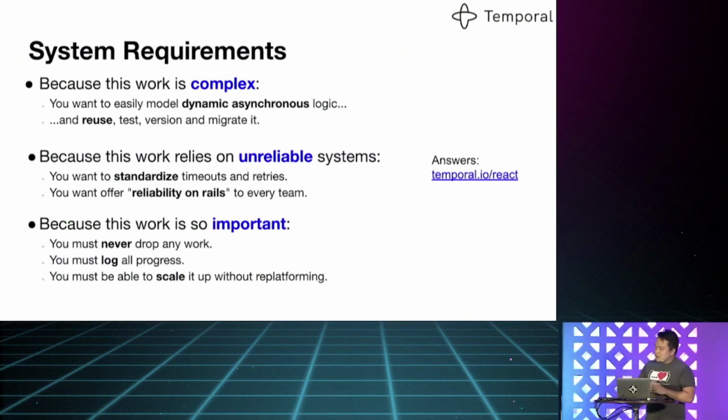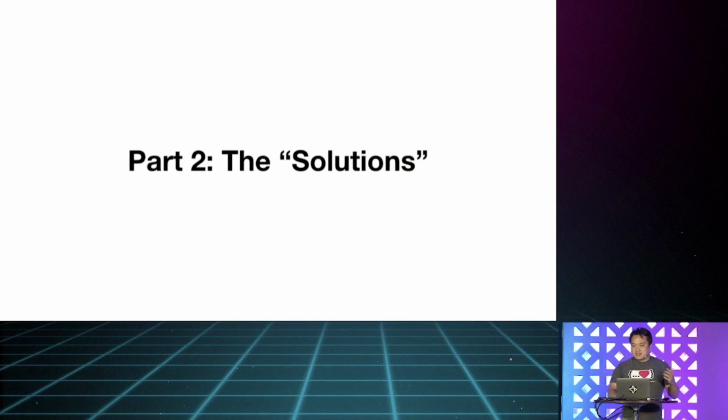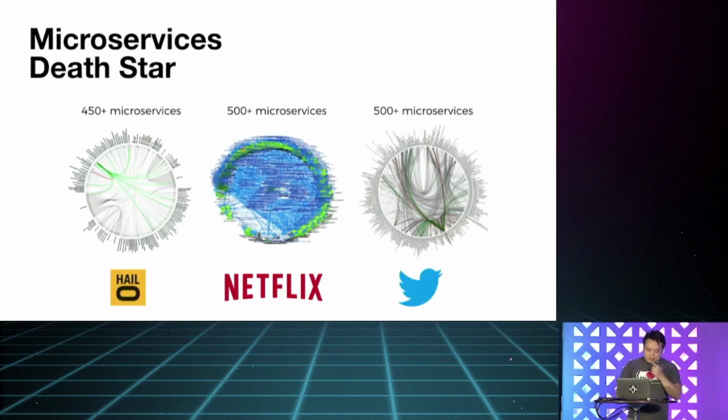And because the work is so important, you must never drop anything because that's a core business value. You must log all progress so you can observe when something goes wrong. And you must be able to scale it up without replatforming, without a big rewrite. I've done a separate talk on this. You can access it at that URL on the screen. But we'll just get into the solutions that exist today, how people solve these problems today.